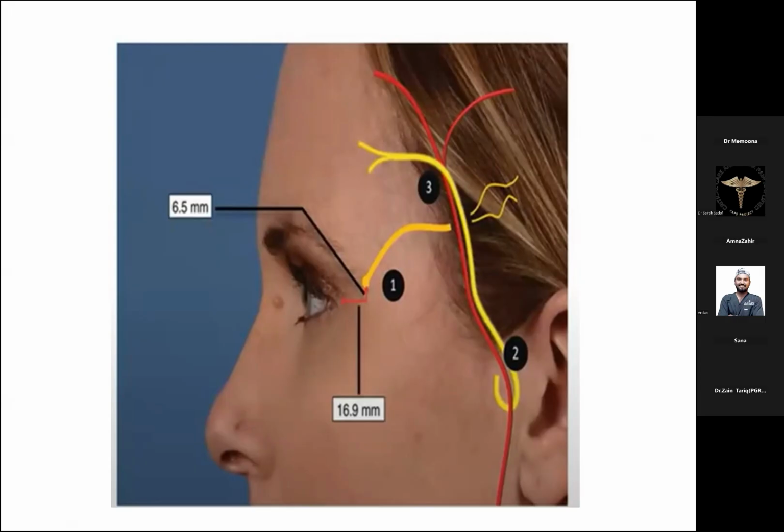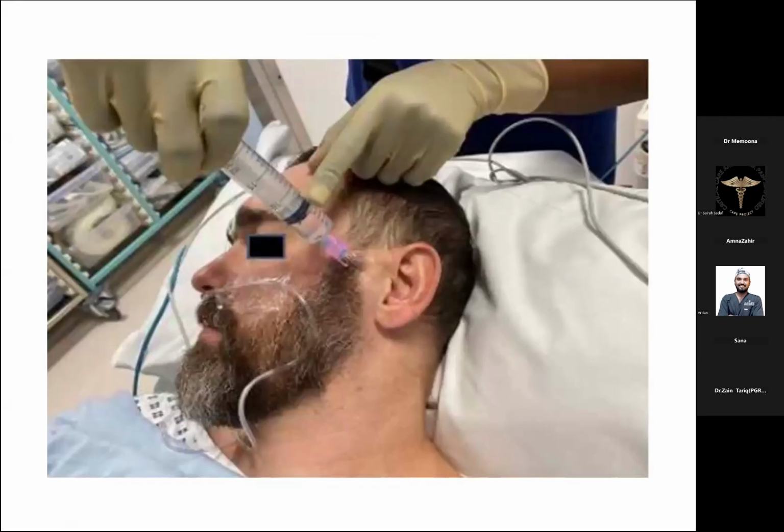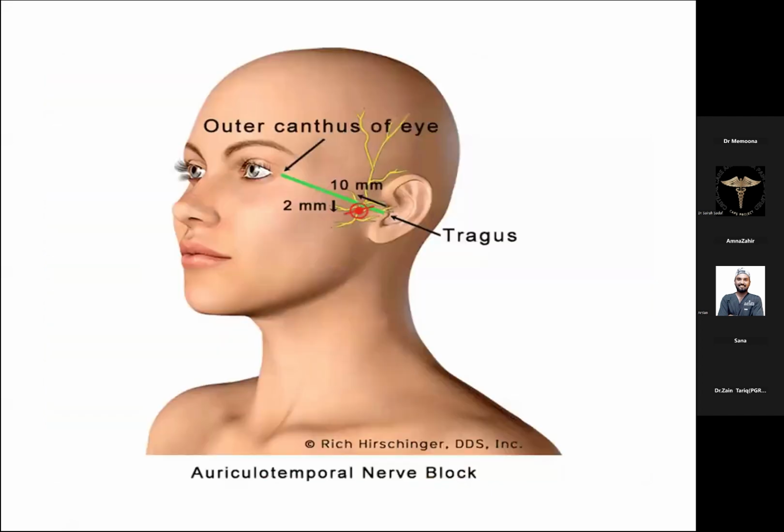This picture shows the injection site for blocking the auriculotemporal nerve. We should make sure that the injection is superficial, avoiding deep injections in order to avoid the block of the facial nerve. This picture shows that a line is drawn from the lateral canthus up to the tragus, and 1 centimeter anteriorly, the injection site is identified. And this lateral portion of the scalp can be blocked easily.